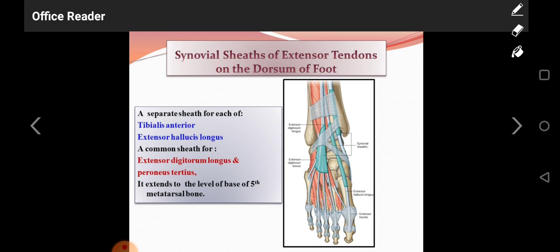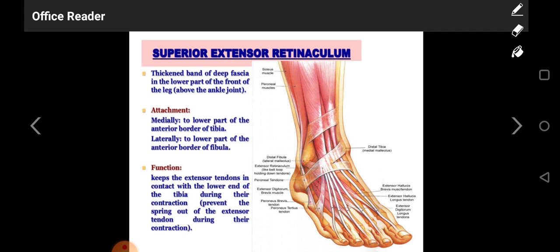Now the synovial sheaths of the extensor tendons on the dorsum of the foot. We have a separate sheath for each tendon of tibialis anterior and extensor hallucis longus, and a common sheath for extensor digitorum longus and peroneus tertius. It extends to the level of the base of the 5th metatarsal bone.